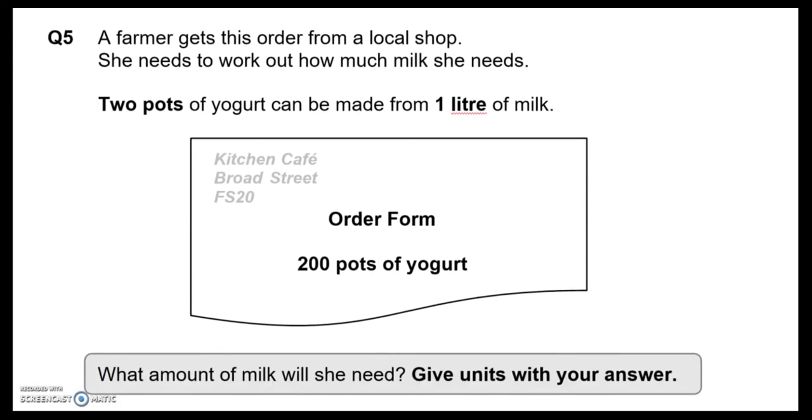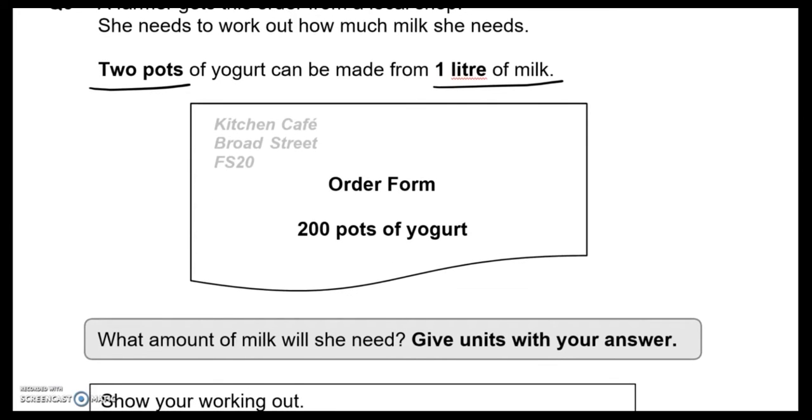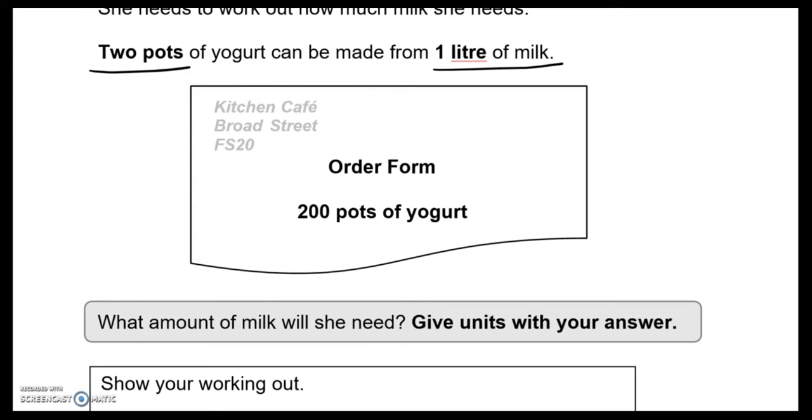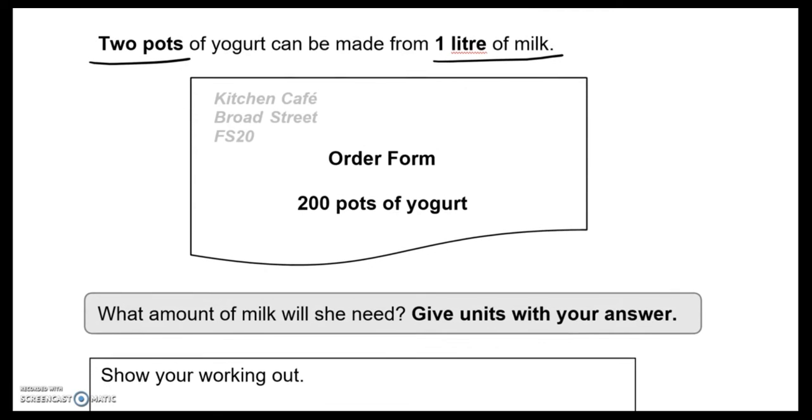Question 5. A farmer gets this order from a local shop. She needs to work out how much milk she needs. 2 pots of yogurt can be made from 1 litre of milk. We've got an order form which has 200 pots of yogurt. What amount of milk will she need? Give units with your answer.